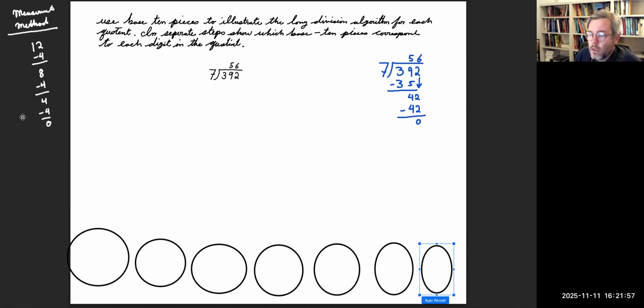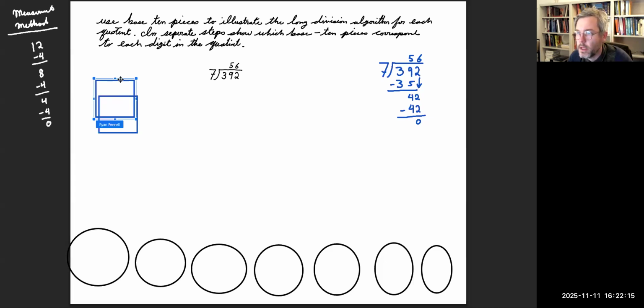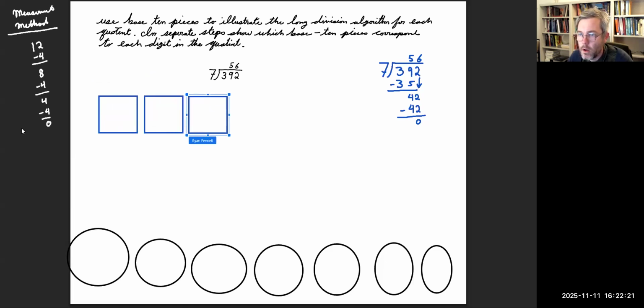That's cool. Let's change colors and get in there. So we got to do our pieces now. So we've got a flat, long, and units. So there is my flat. Copy, paste. Copy, paste. And then let me draw my longs.